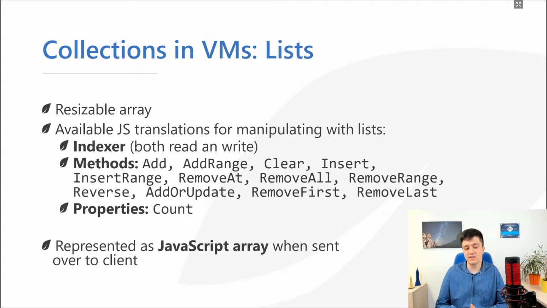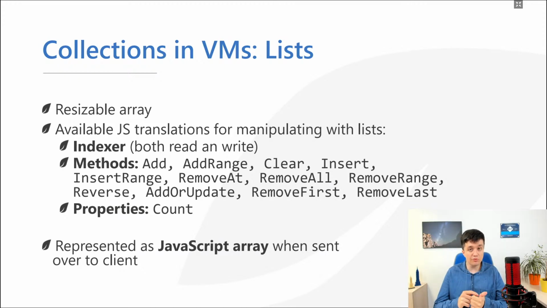So lists. Lists are basically resizable arrays, and we support way more operations there. So it shouldn't be a big surprise. There is also this indexer that you can use both for read and write operations on individual elements. And we also basically define many JavaScript translations, so we can support various methods. So we support methods such as Add and AddRange, so you can add one or multiple elements using one simple method call. You can clear all the elements from your list, and you can also insert a single element at a specific index or a range of elements at a specific index.